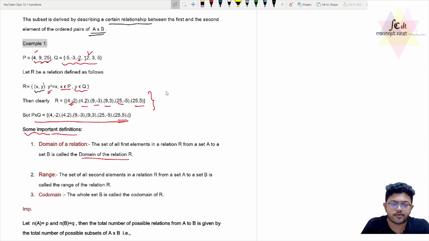Okay, so if I have these elements here, the domain consists of 4, 9, 25. So the domain of R for this example is 4, 9 and 25, which is equal to the set P. So the set P is called the domain of the relation R in this example, example 1.